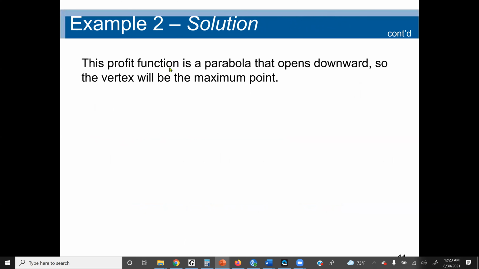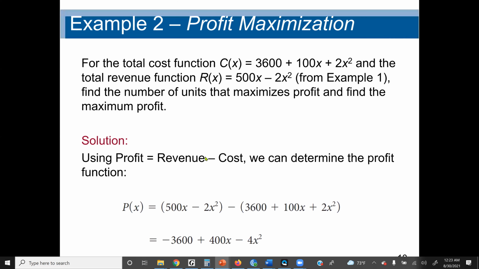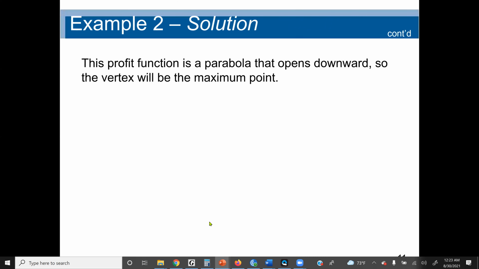So the profit function is a parabola that opens downward, because the A value is negative. So the vertex will be the maximum point. So X is equal to minus B over 2A. From the equation, we can easily identify A and B. A is -4, B is 400 if we're using the profit function. So we get -400 over 2 times -4, and that will give us roughly 50.